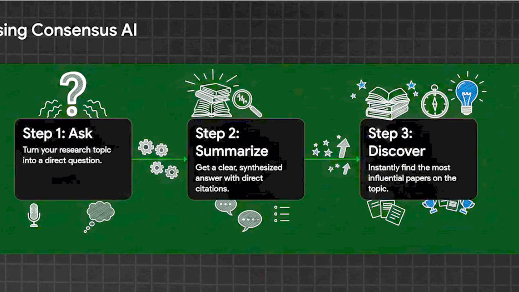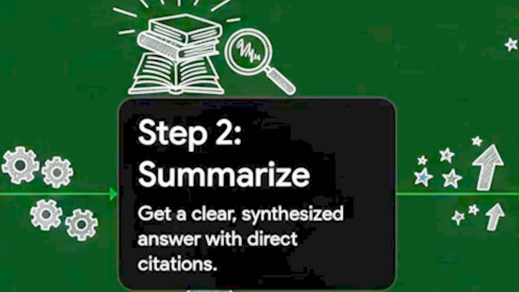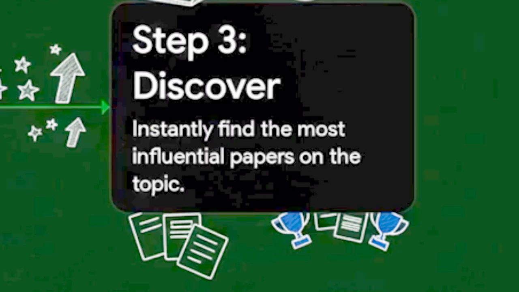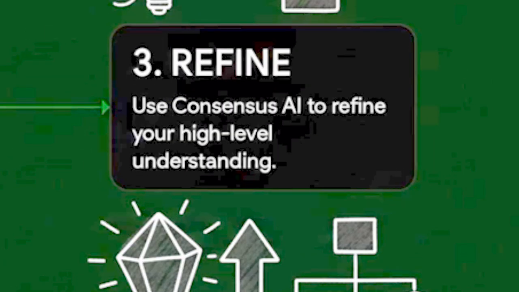So let's recap this whole modern workflow. It's 3 simple steps. Step 1, you find your foundational papers with Semantic Scholar. Step 2, you synthesize their ideas and find the gaps with NotebookLM. And step 3, you refine your big picture understanding with Consensus AI. Find, synthesize, refine. That's the whole playbook.